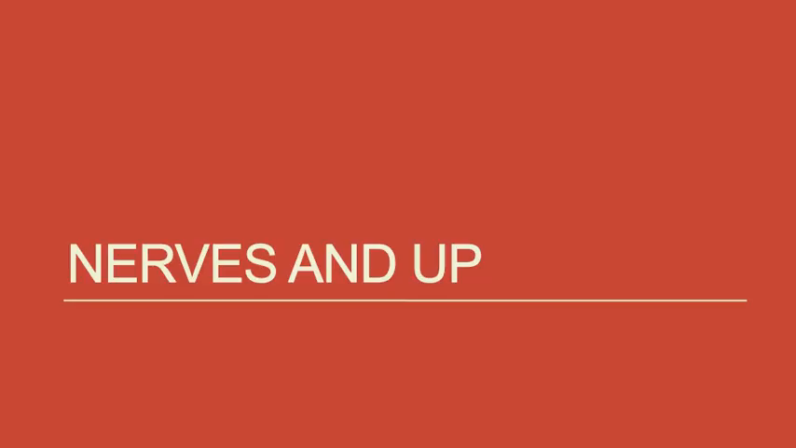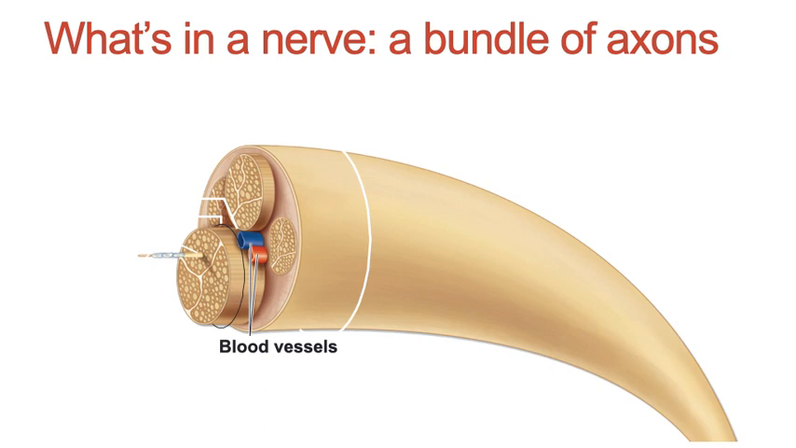All right, so now what I want to do is move up a level. Let's talk about nerves, and then let's look at how the nerves interact with the spinal column or spinal cord, as well as how they interact with each other. So what we're looking at in this image is a nerve. And so what is a nerve? It's really just a bundle of axons that have been organized into groups.